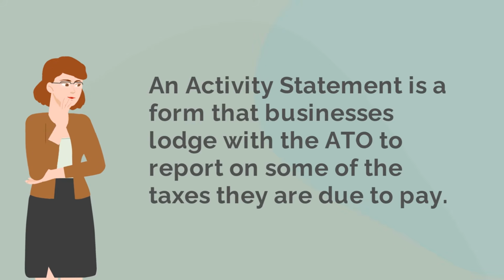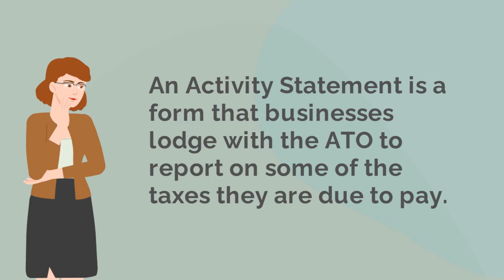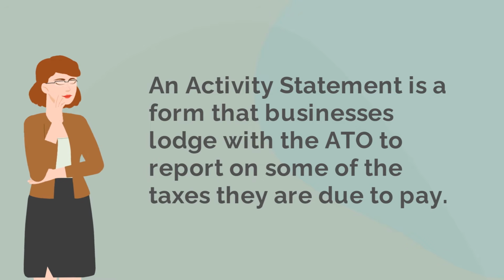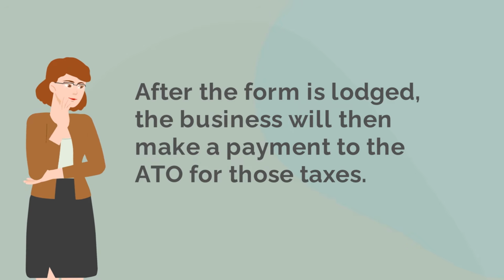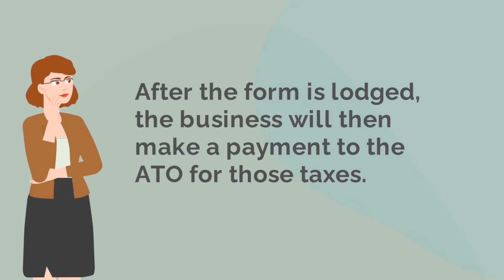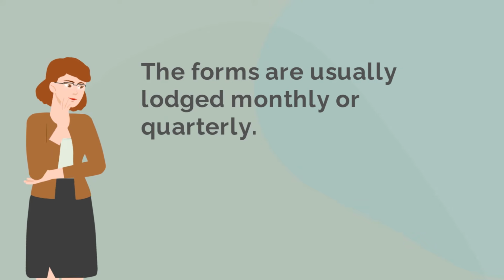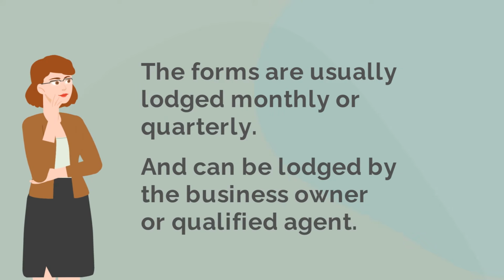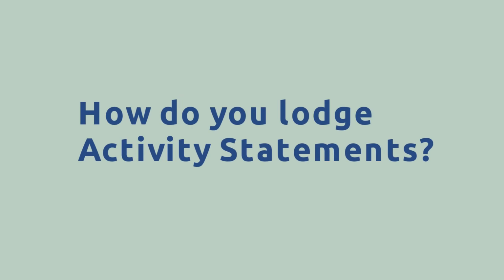In a nutshell, an activity statement is a form that businesses lodge with the Australian Taxation Office to report on some of the taxes they are due to pay. After the form is lodged, the business will then make a payment to the ATO for those taxes. The forms are usually lodged monthly or quarterly and can be lodged either by the business owner or a qualified agent. So how exactly do you lodge activity statements with the ATO?